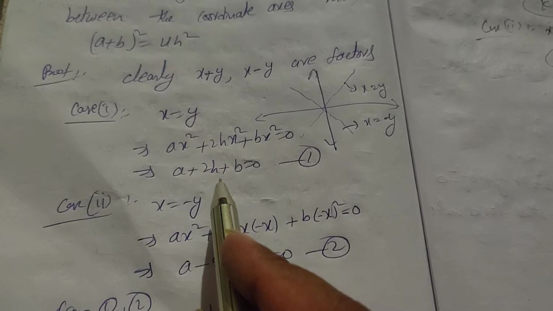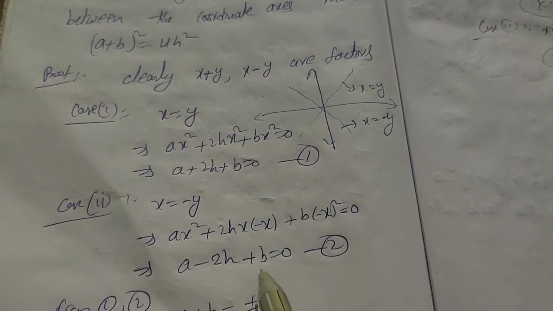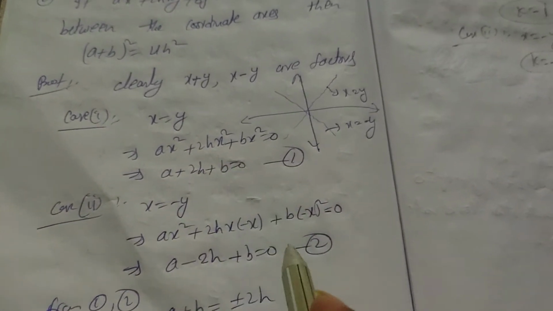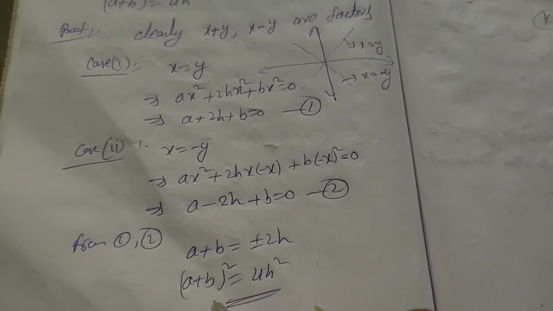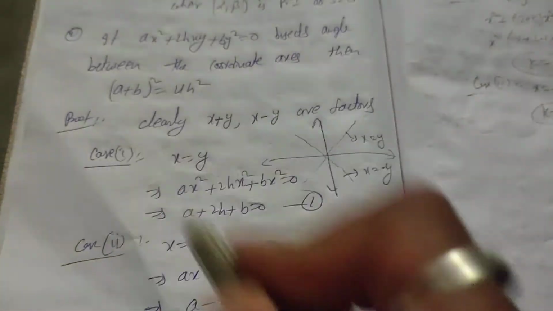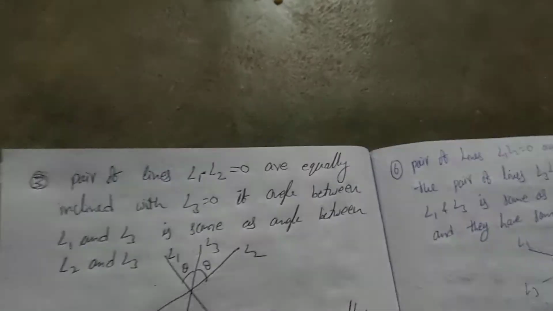In case 1, a plus b is equal to minus 2h; here a plus b is equal to plus 2h. So from these two equations you can write a plus b is equal to plus or minus 2h. Squaring on both sides, (a plus b) whole square is equal to 4h square. This is the proof of this one. Next one.